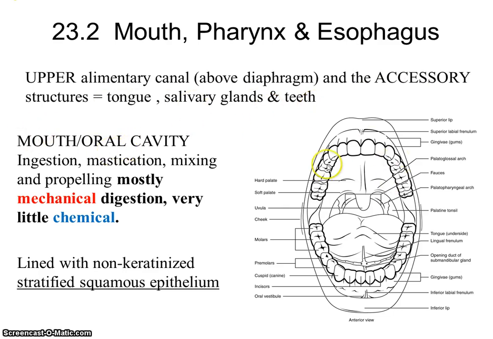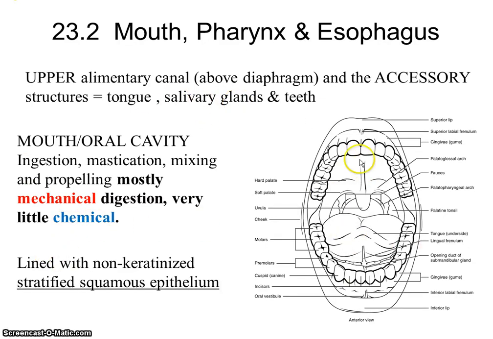In the oral cavity, all your teeth, 32 adult teeth, and the tongue as well, help you with the process of mastication. You take food in, which is what the term ingestion means, and you break it down into smaller and smaller pieces. You mix it with the secretions from the salivary glands, and you propel it along, into the pharynx and down through the esophagus. So it's mostly mechanical digestion and a little bit of chemical, and the chemical is going to come from the salivary glands.